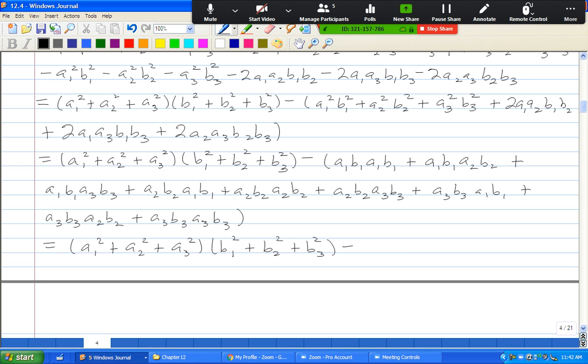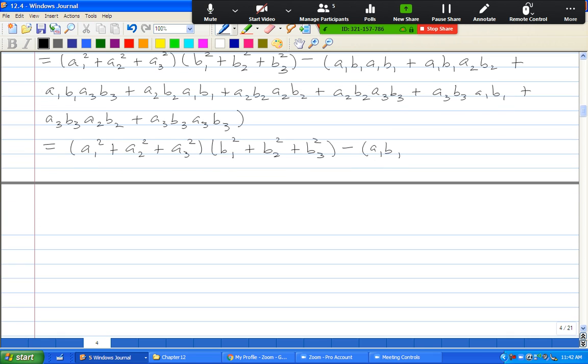Okay, so now let's rewrite this. I can factor out a1, b1 times a1, b1 plus a2, b2 plus a3, b3. Okay, so that's these first three terms.